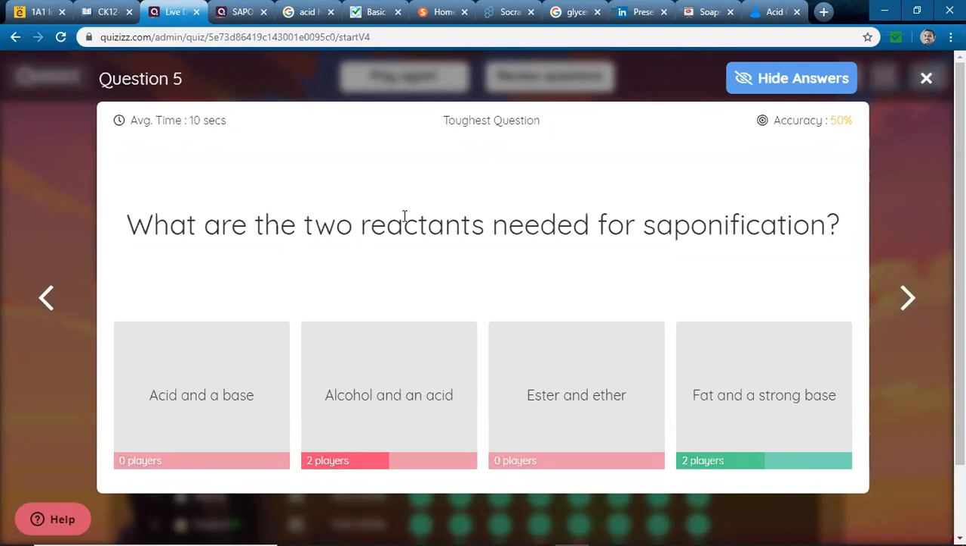So let's look at some of the questions that probably were tough ones. It says, what are the two reactants needed for saponification? In order to carry out saponification, you need the fat of an animal or vegetable oils and a strong base, which is sodium hydroxide or potassium hydroxide. So fat and a strong base would have been the answer. If you use an acid and an alcohol, you're going to be carrying out esterification. That's just to remind you all.